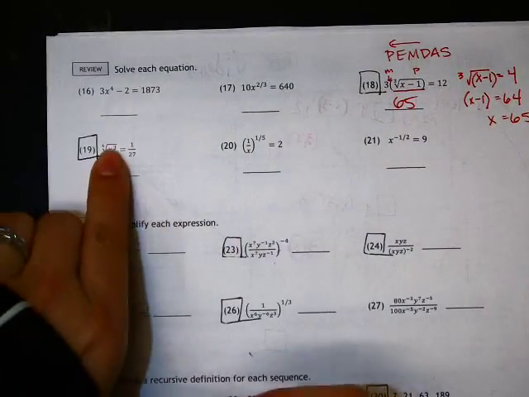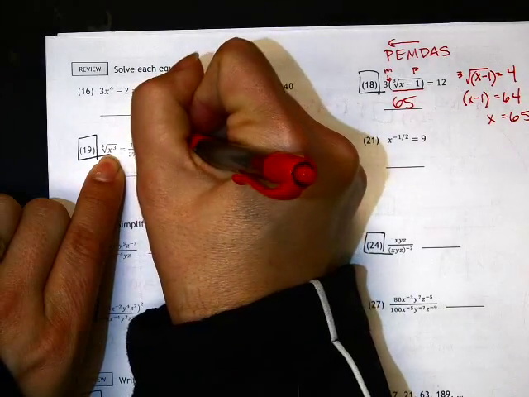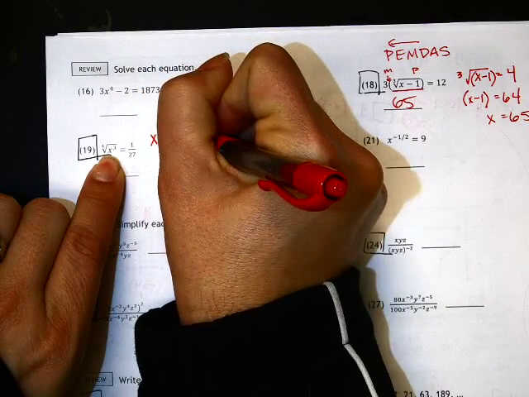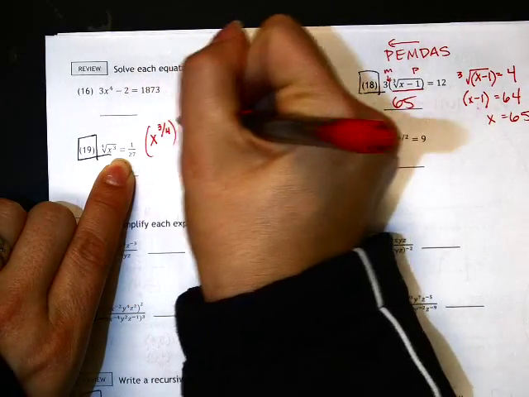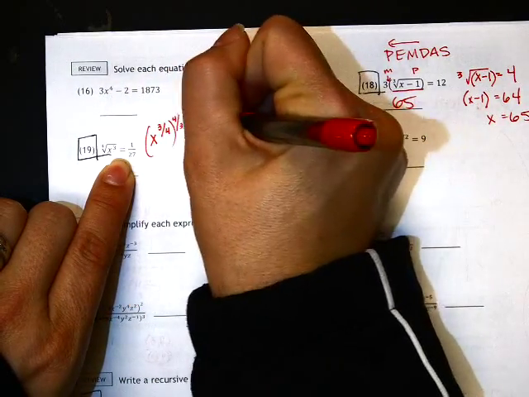Let's look at this one here. I have two things going on. My students seem to like to write it as a fractional exponent, which is cool, because then to undo that, you just do the flip of it.